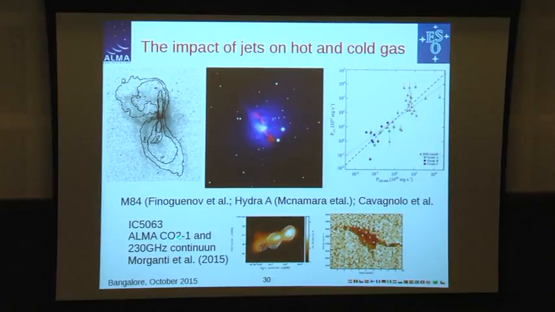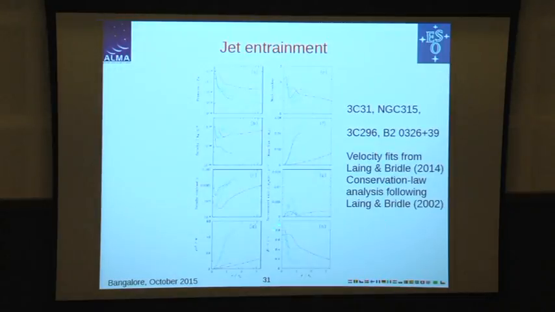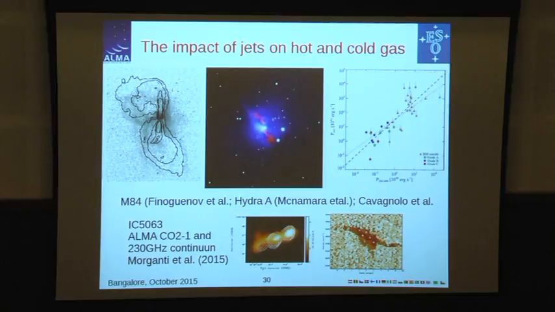So just one example of new results from ALMA. This is a compact steep spectrum source, IC5063, in the south, and what's plotted here is the 230 gigahertz continuum from ALMA as contours, and the integrated CO 2-1 emission as color. And what's on the right is a position velocity plot showing that the width of the velocities in the central region here, which overlaps with the central radio component, is extremely large.